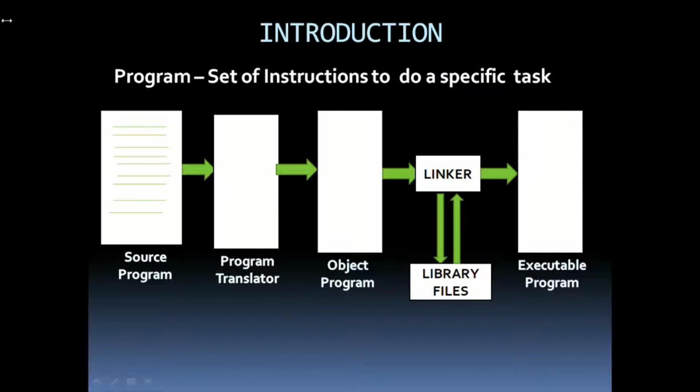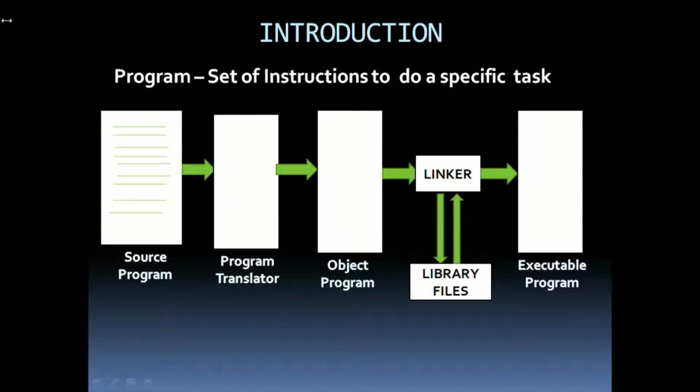So what we actually do is we use a translation program, a program translator, that will translate the high level language program or an assembly level language program to a machine level language program. Right? So once it is translated, an object program is created. This object program is an OBJ file. It contains machine instructions.